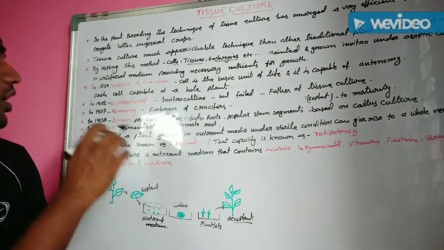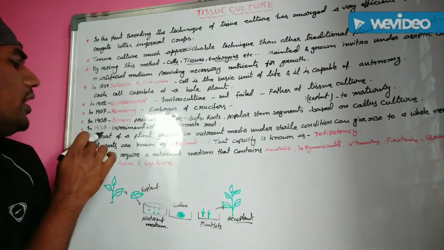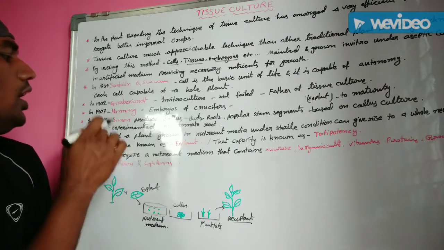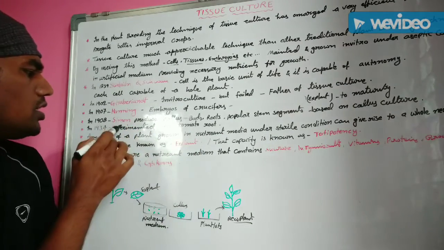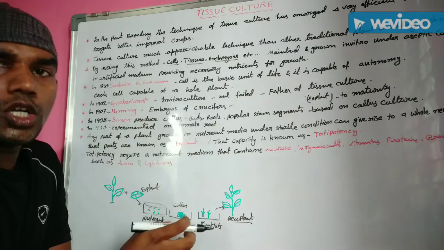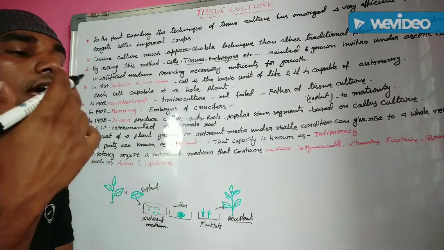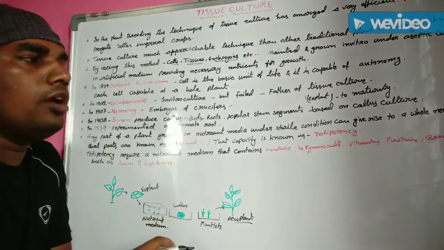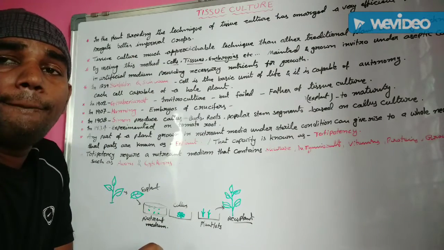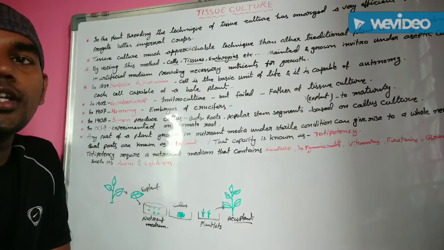Okay. Next one, in 1934, experiments on tomato roots. He experimented on tomato roots and also successfully prepared an entire whole plant from the root parts. Understand?